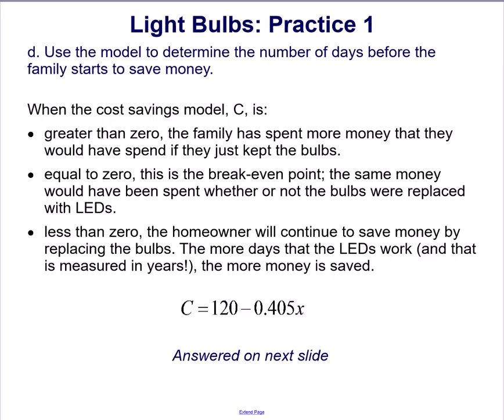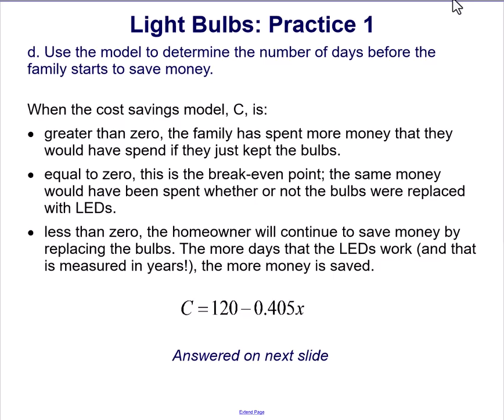If the answer is going to be 0, so the cost saving model is equal to 0, that is the break-even point. The same money would have been spent whether or not the bulbs were replaced with LEDs. In the third scenario, we're talking about when the cost saving model C is less than 0. When that's less than 0, a negative number, the homeowner will continue to save money by replacing the bulbs. The more days that the LEDs work, and that's measured in years, the more money is saved.